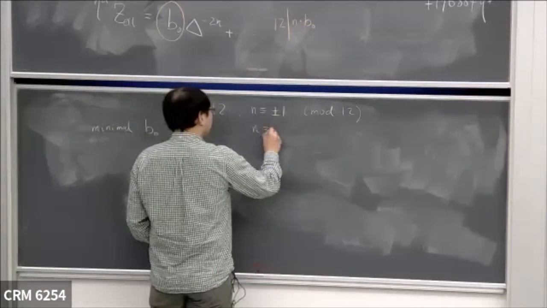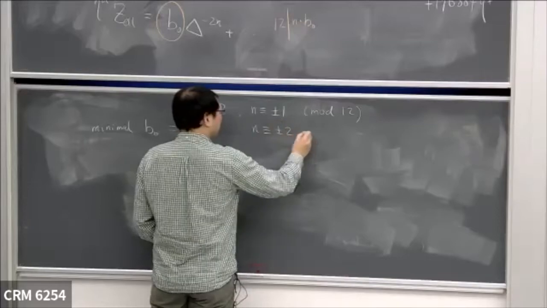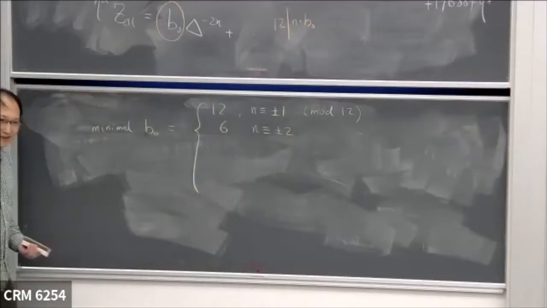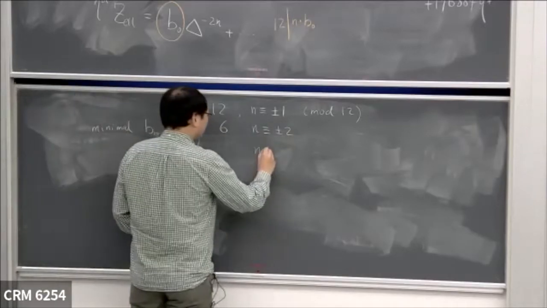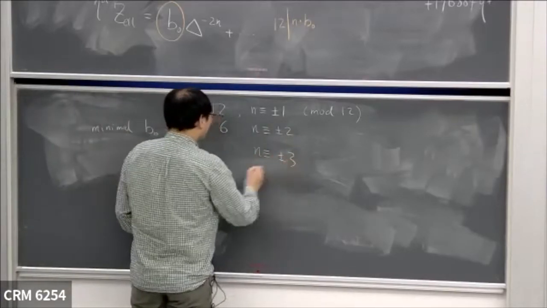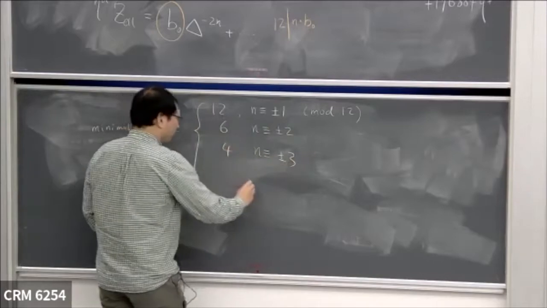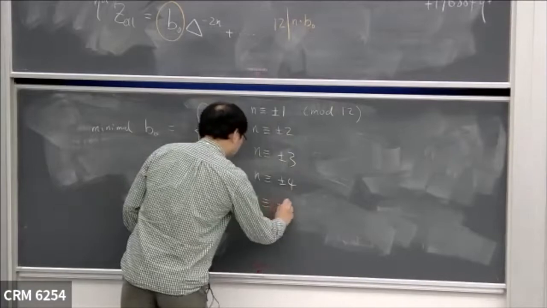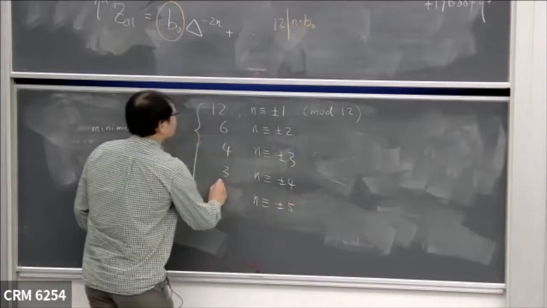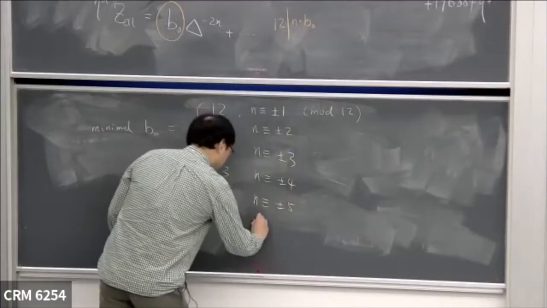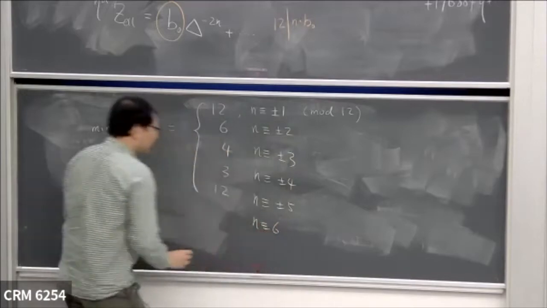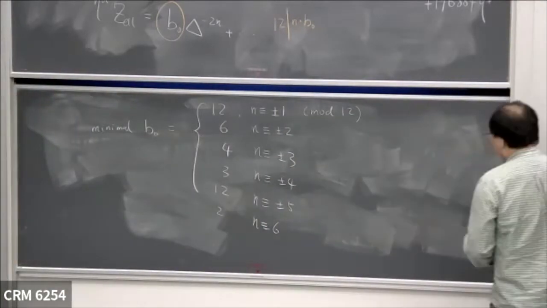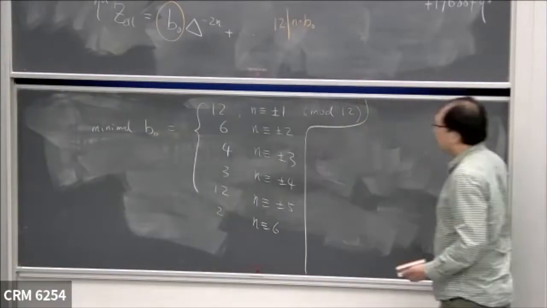When n is congruent to plus or minus 2, it has to be divisible by 6. When n is congruent to plus or minus 3, now 4, 3. And when n is congruent to plus or minus 5, this is again 12. And when n is congruent to 6, then it can be 2. So we just continue here.